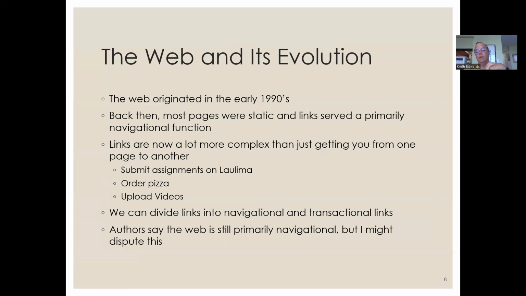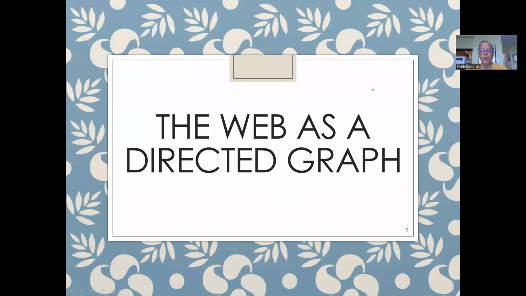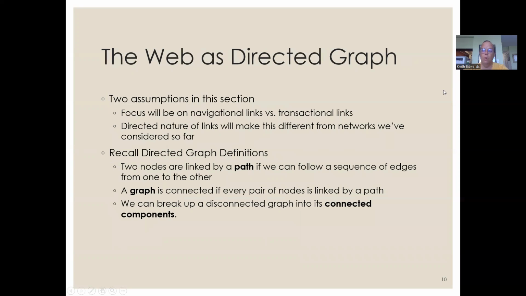So we can divide our links into navigational and transactional links. Now, the authors say the web is still primarily navigational, but I might dispute that. I know we do a lot of transactions nowadays. In any case, we're going to focus on the navigational aspect of things for this discussion. One of the things about the web that's going to be different from our previous network diagrams is that it's a directed graph. Again, we're going to focus on those navigational links as opposed to the transactional ones. And the directed nature of the links makes it different from what we've looked at so far.